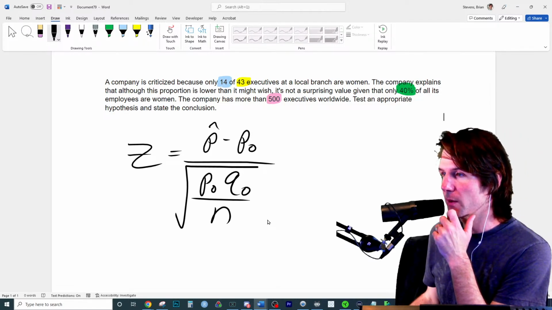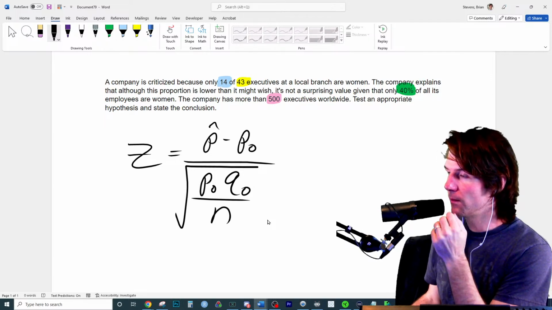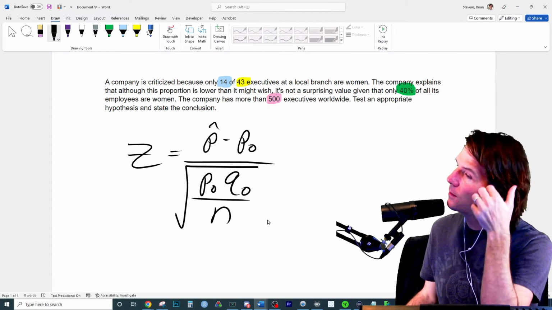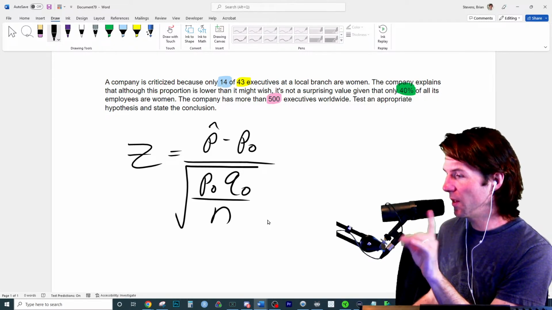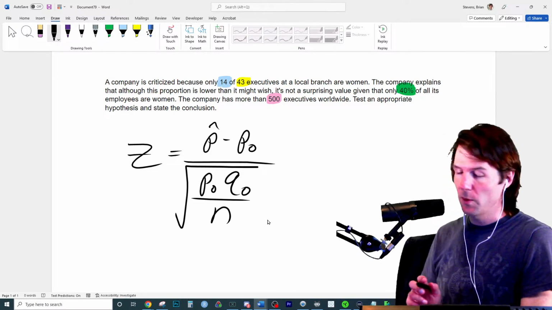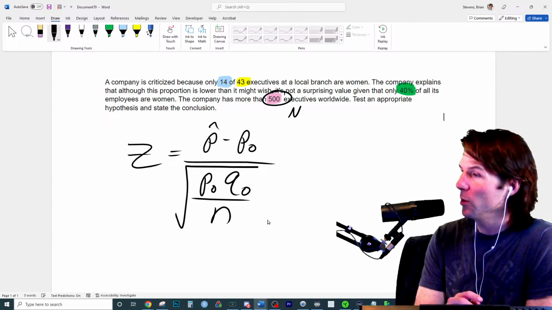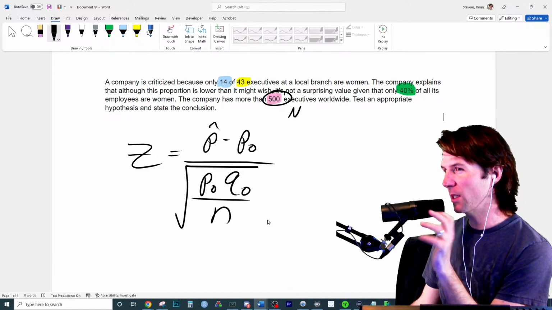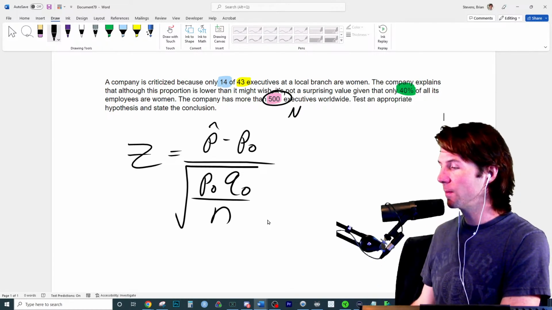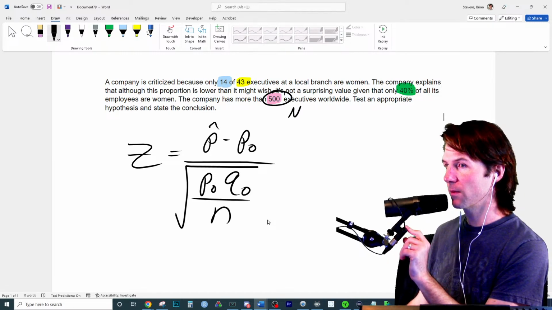What are the colors of any of those? Close. That's a tricky one. So this one right here, capital N, which we won't use. That's population size. So they're being tricky on that. That's to check the 10% condition if you want. So that's population size.